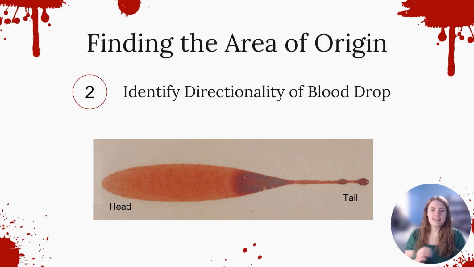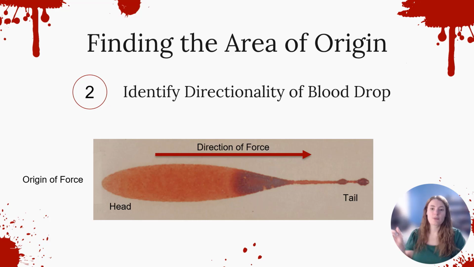Look for the pointed or the elongated end, also known as the tail of the bloodstain. This indicates the droplet's travel. Blood travels from the rounded edge towards the pointed edge. As you can see from this photograph, the tail points to the right, and that means that the force was moving from left to right. So if we want to find the original location of the force, we would look to the left of the blood drop.